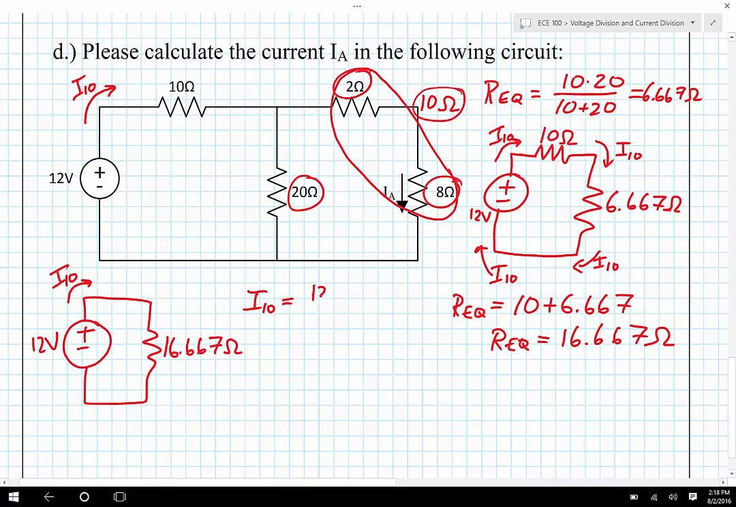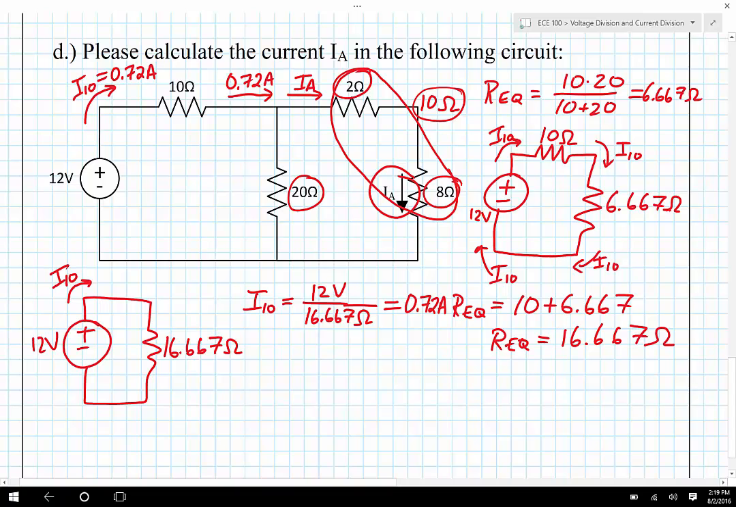I10 is equal to 12 volts divided by 16.667 ohms, which is equal to 0.72 amps. So I now know that this I10 up here is equal to 0.72 amps. That means that this is 0.72 amps. And I know that I sub A is the current that I'm looking for. That's this current right here.